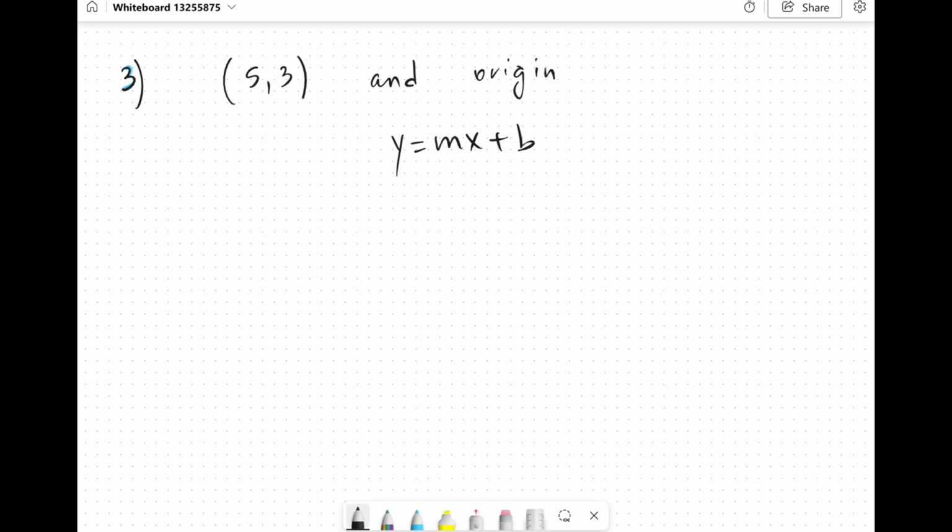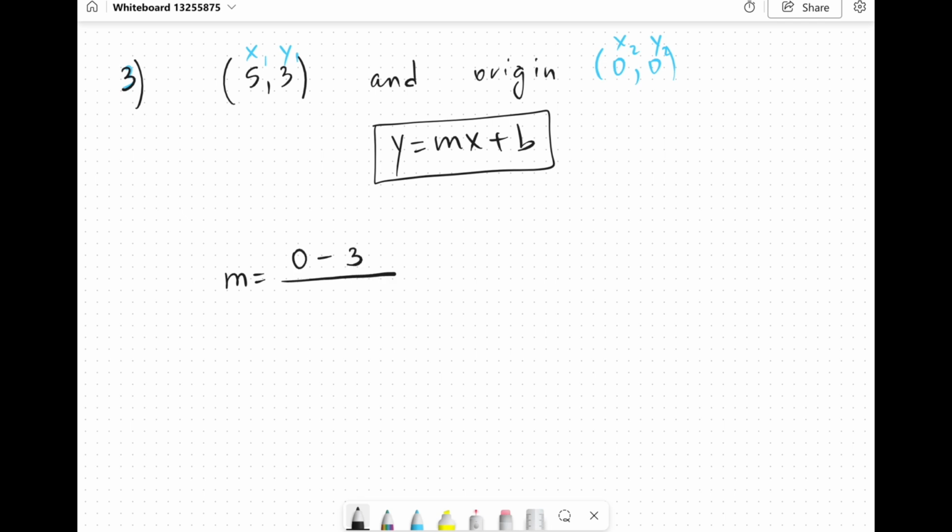Your line passes through 2 points, 5, 3, that is your x1 and y1, and the origin. So don't let the word confuse you. Origin is just a point with coordinates 0, 0, and that is your x2 and y2. So let's go ahead and find the slope. So the slope m is y2 minus y1, so that's 0 minus 3, over x2 minus x1, that gives you -3/-5, and it becomes positive even though it cannot be simplified. So 3/5 goes here in place of m.